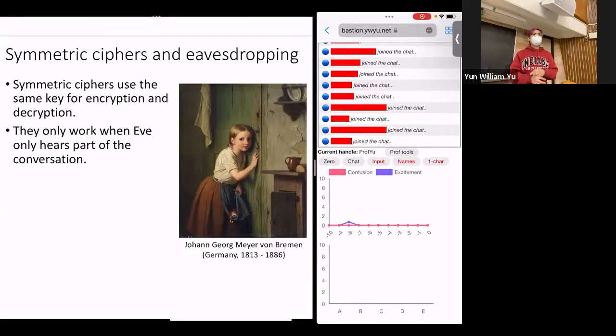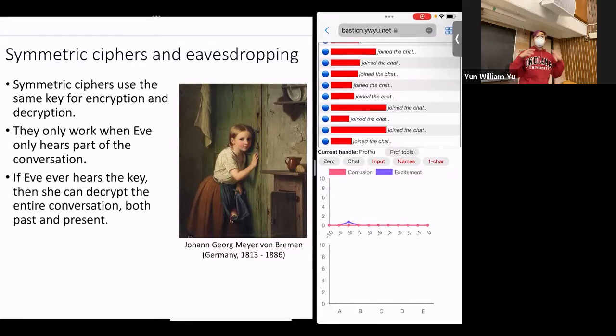But the issue is, of course, if you have a spy in the war room, well, then everything is completely revealed, right? So if Eve ever hears the key, then she can decrypt the entire conversation, both past and present. Because Eve remembers the conversation, has written it down, and so if she ever gets the key, then everything is lost.